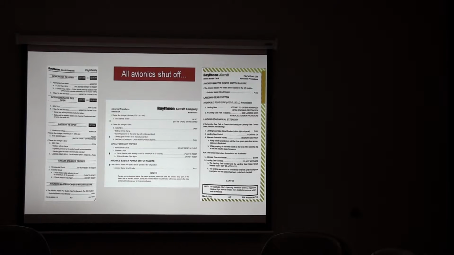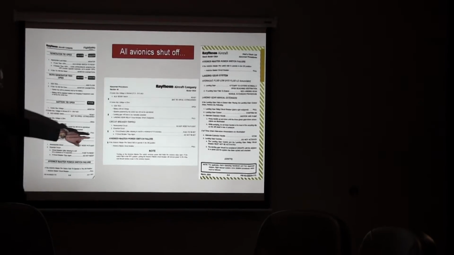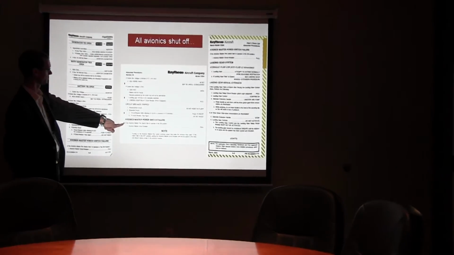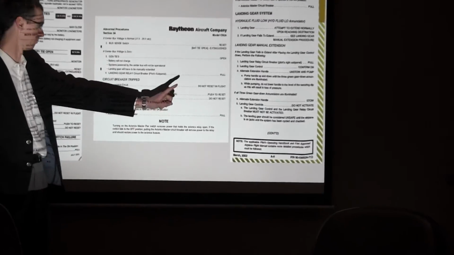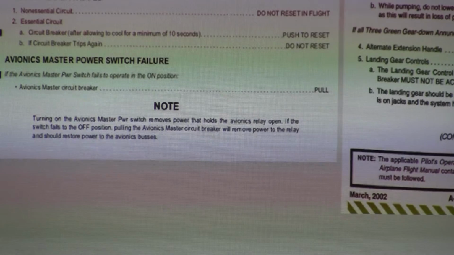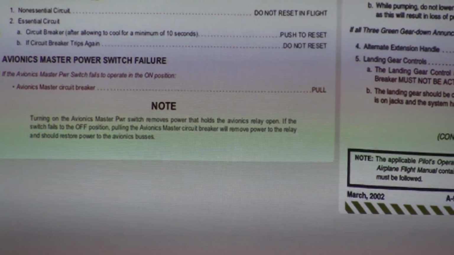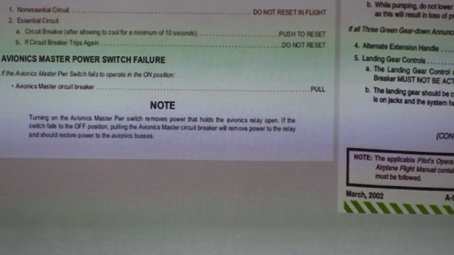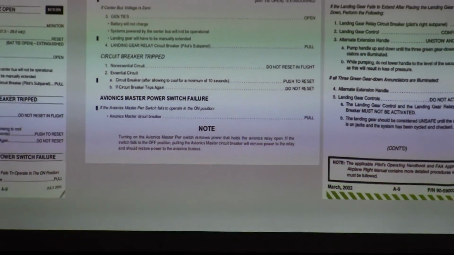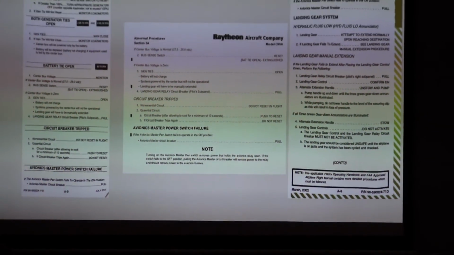So here is the POH version of that checklist, again, in emergency, abnormal procedures. Avionics master power switch failure. If the avionics master switch fails to operate in the on position, avionics master circuit breaker pull. But hey, there's a note this time, which is going to explain a little bit to us about what's happening. And obviously, I'm guessing you guys can't read that from back there. So I'm going to say this slowly, and I was hoping for a whiteboard here too.